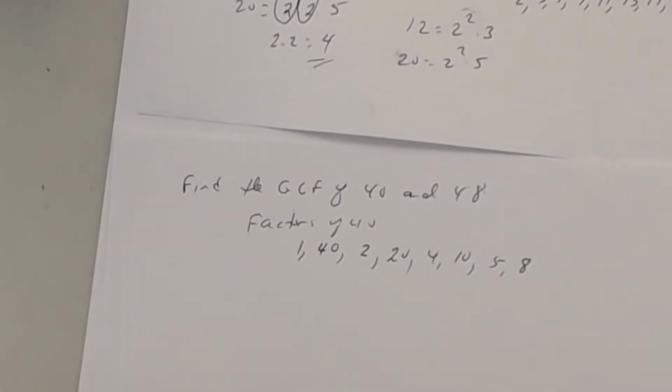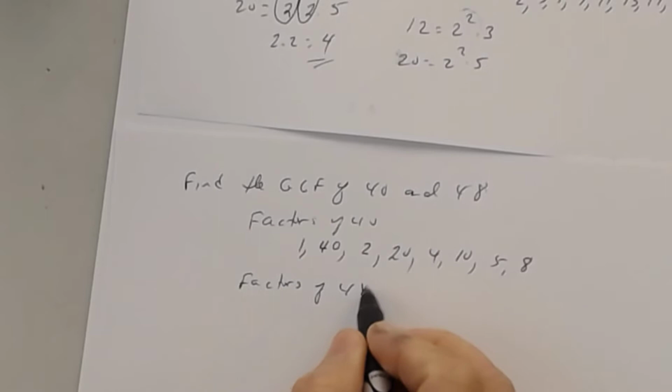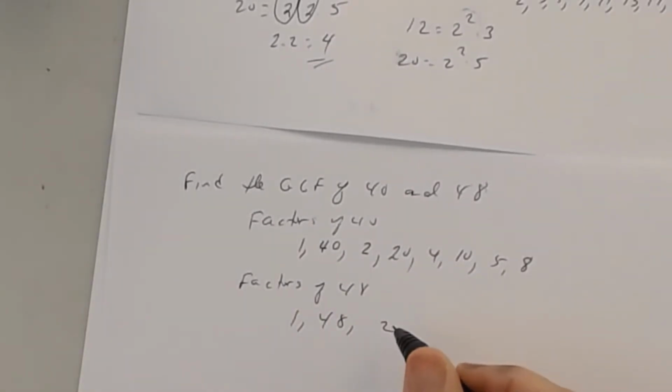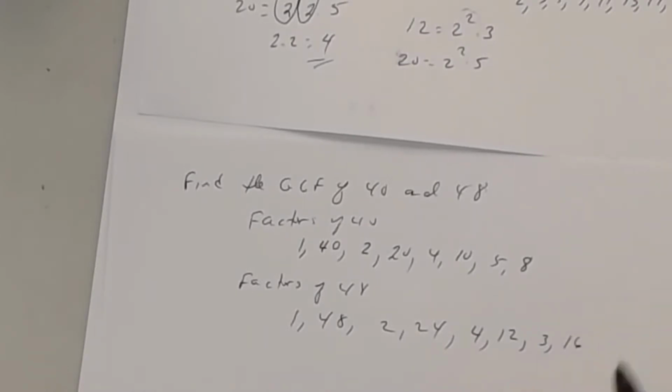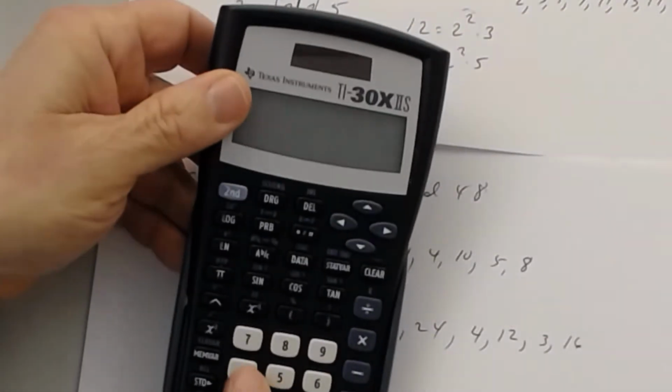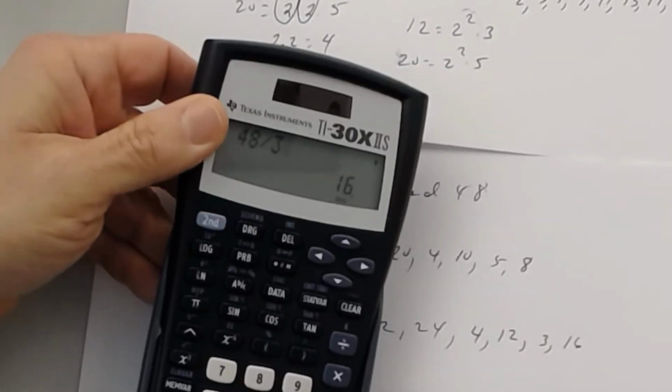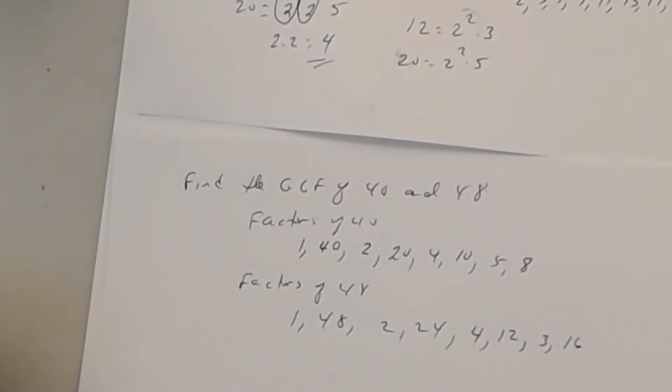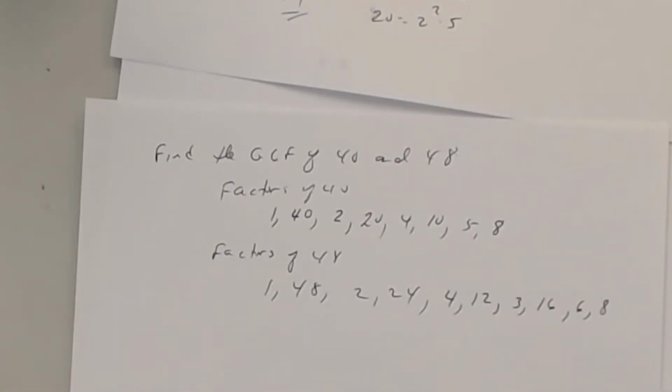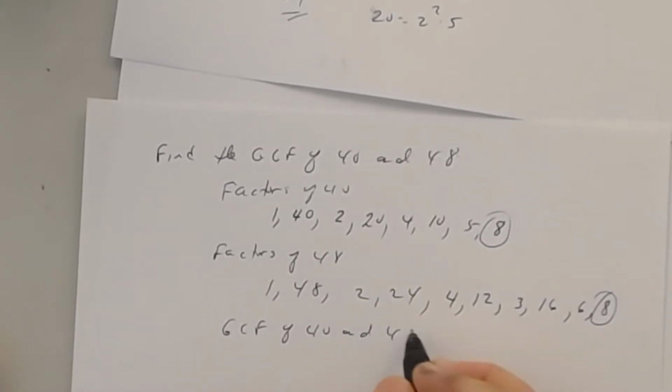Listening like this, you can easily miss some, especially if the numbers get bigger. All right, let's do 48. Factors of 48: 1 and 48. 48's even, so I know 2 has got to go into it: 2 and 24. 4 and 12. 3 and 16. Use your calculator if you need to. 48 divided by 3 is 16. I could be missing some. 6 and 8, okay, good. And that's it. It's a little more difficult to do when the numbers get larger. Of those listed factors, do you see a larger one they have in common? 8. So the GCF of 40 and 48 is 8.